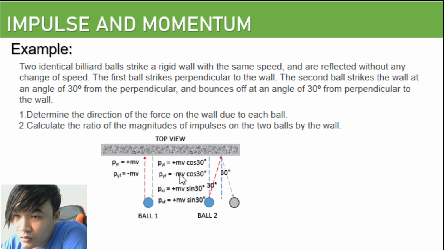So meron tayo ditong una, positive mv cosine 30 kasi nga this is adjacent dun sa angle and perpendicular. So ito yung net force dun sa wall. Then nag-bounce back naman siya, syempre kukunin natin is yung sa y direction, negative mv cosine 30 degrees. Kung meron tayo yung y, meron tayo x naman that is parallel dun sa wall, and positive sila kasi to the right. So meron tayo mv, then yung angle naman dito is sine 30.